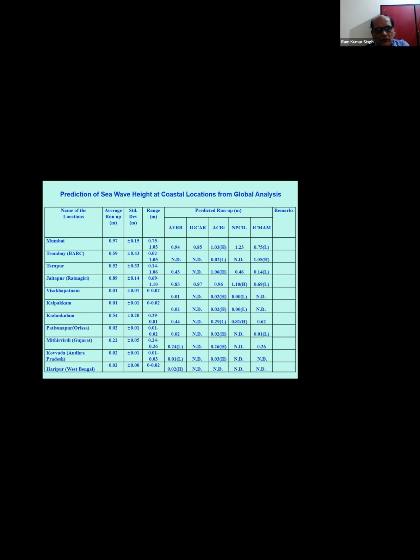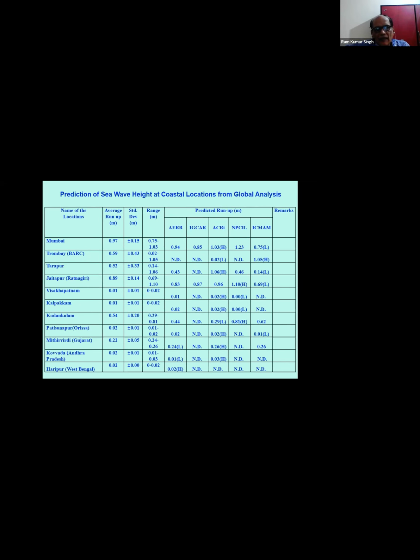So this distinction between the global and the local models were also quite challenging, but I was happy to see that most of the participants, they could predict this after the good experience of the Kalpakkam simulation.